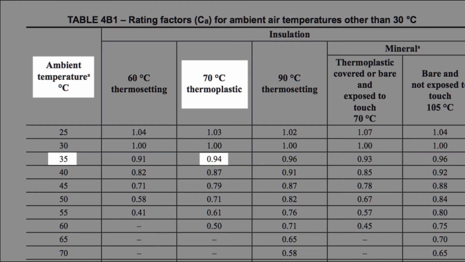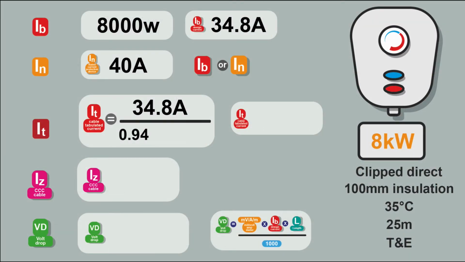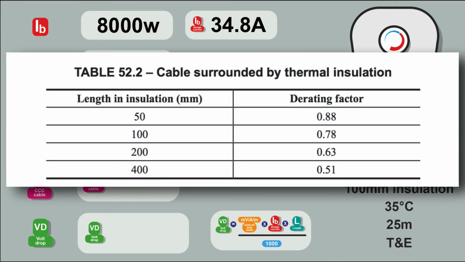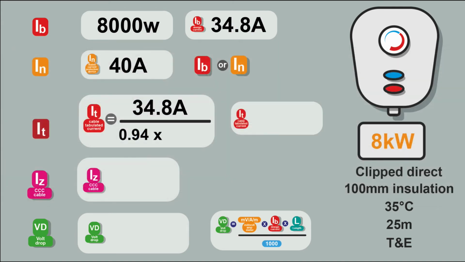Table 4B1 gives us our rating factors for ambient air temperature. And for twin and earth cable, which is 70 degree thermoplastic cable, in an ambient temperature of 35 degrees C, the correction factor is 0.94. We've also got another correction factor. The cable goes up to the loft for a short while, and it goes through 100 millimeters of insulation. So we need to add the correction factor for that. So we use table 52.2, and the correction factor for 100 millimeters of insulation is 0.78. So we add that to our formula as well.